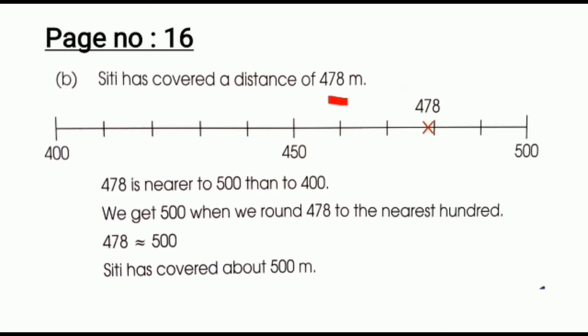For example, check 78. If the last 2 digits are 50 or greater than 50, then you will always round to the next 100, and if they are less than 50, I am talking about the last 2 digits, for example 23, 49, 34 or any number which is less than 50, then you will always move to the previous 100. Okay, so here because it's greater than 50, that's why we round 478 to 500.